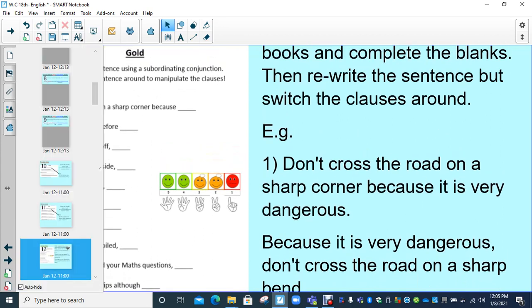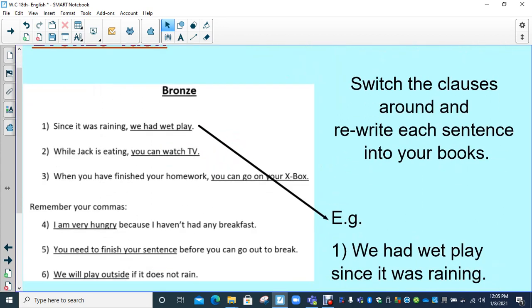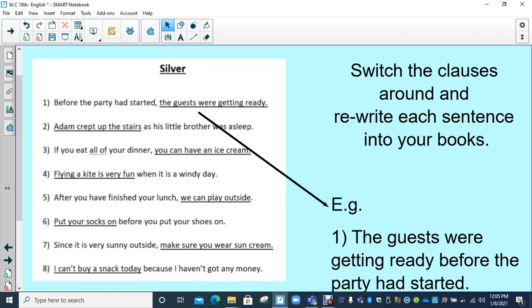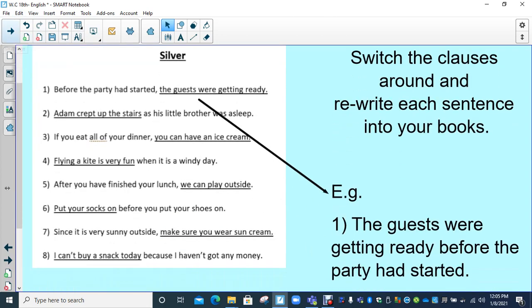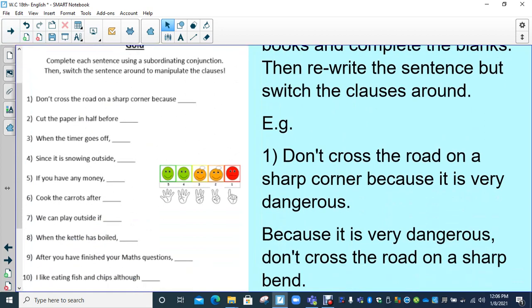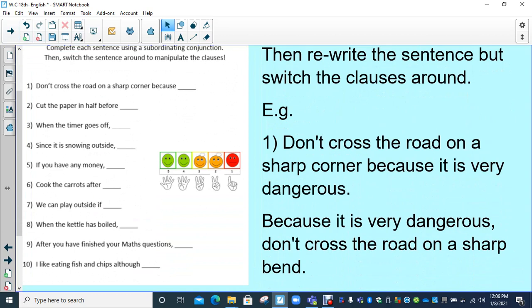So pause the video on either bronze, silver or gold. Remembering, guys, to use a comma. If you've got your subordinate clause coming first, you need to include the comma after that subordinate clause. And join me in a minute once you've got through maybe a few of those sentences for a quick pit stop. Okay.